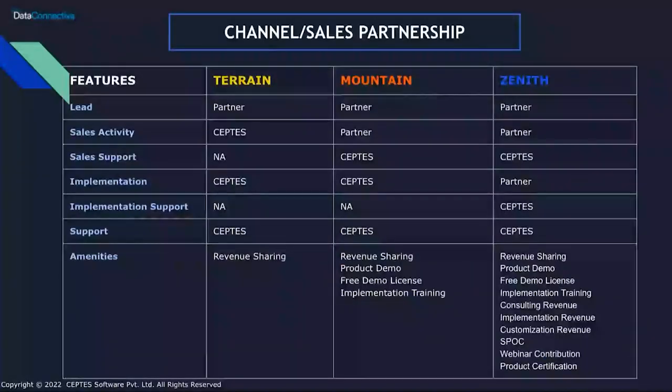As you can see, there are different models from Terrain to Zenith. In Terrain, you act as a referral partner and have a revenue sharing model, while sales and implementation are done by our team. In the Mountain model, the sales demo is done by your team, and apart from revenue sharing, we provide you with implementation training to help you move on to the next model. The Zenith, or top model, is where you want to be, as here you're not just a sales partner but also an implementation partner, where apart from revenue sharing, you also get full implementation revenue.